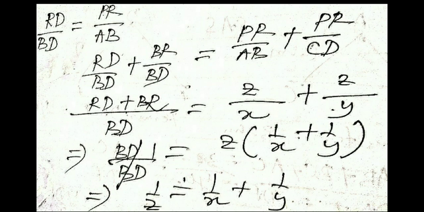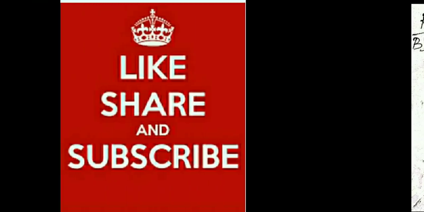PR is Z, AB is X, PR is Z and CD is Y. That is the right side given. When you add this, on the left BD by BD becomes 1, and so 1 is equal to Z times (1 by X plus 1 by Y). So you bring Z to the left hand side, so that 1 by Z is equal to 1 by X plus 1 by Y.